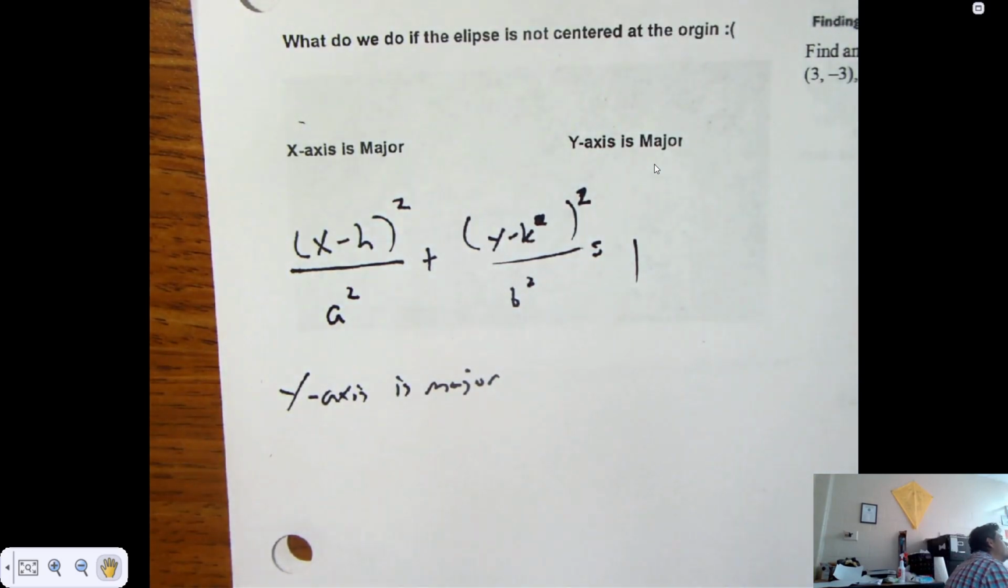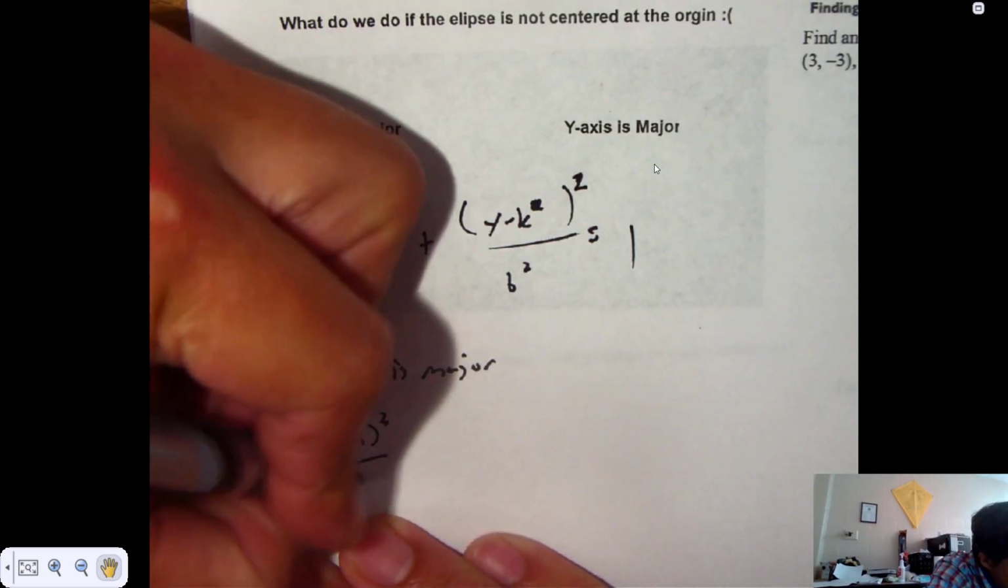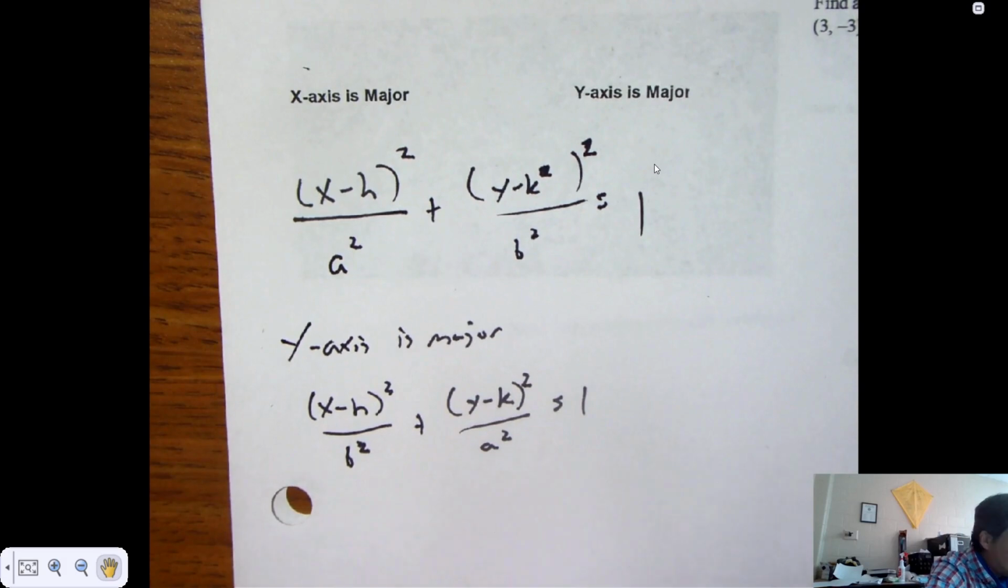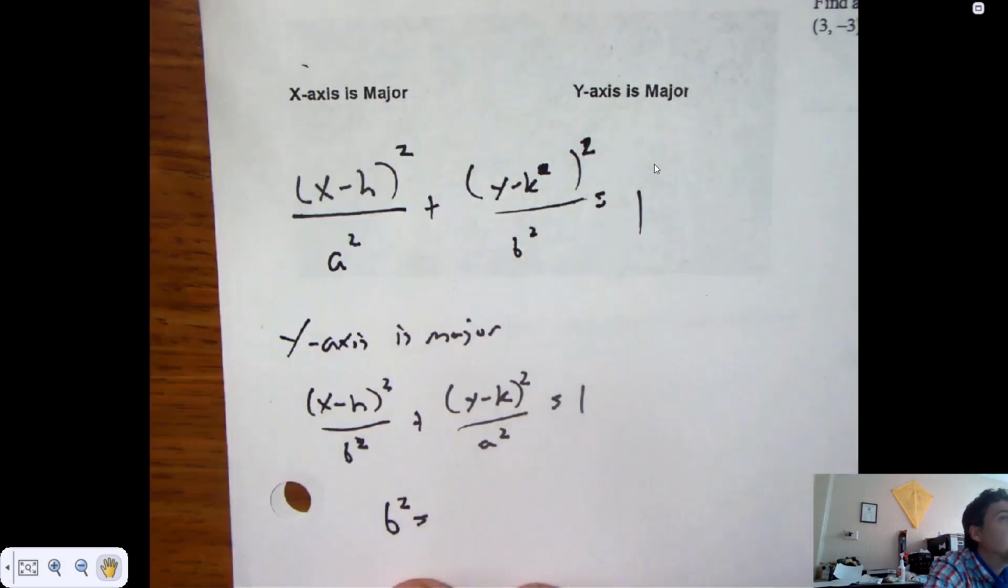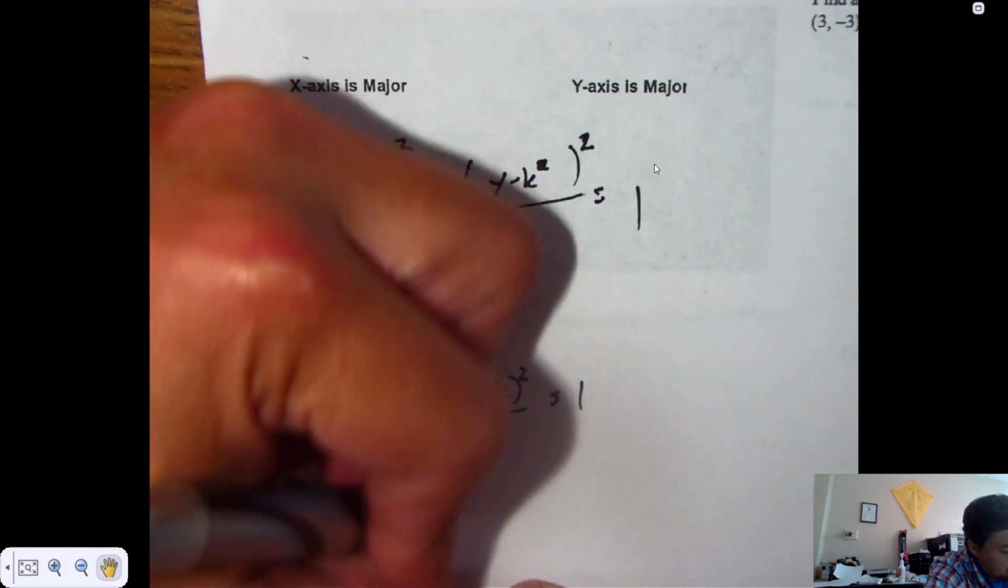You just swap around what two letters? A and B, right? That's all you did, swap around two letters. So it's x minus h squared over b squared plus y minus k squared over a squared, still equal to 1. And b squared is always equal to a squared minus c squared.